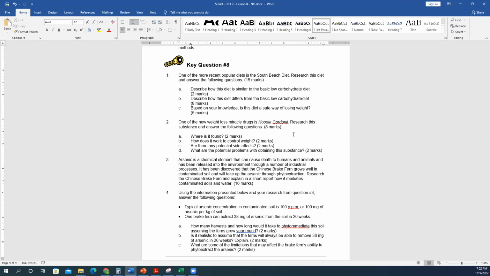Now, it has been discovered that a plant called the Chinese brake fern grows well in soil contaminated with arsenic, and will take up the arsenic through the process of phytoextraction that we talked about. So do a little bit of research on this plant, Chinese brake fern, and talk about it in a very short report about how it mediates contaminated soil and water.